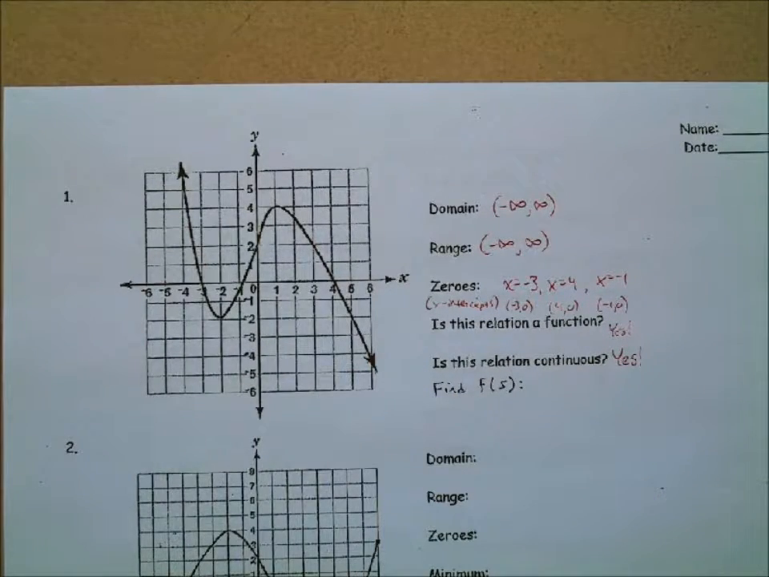Okay, Carson, for f of 5, what is the value of this function at the x value 5? I don't know. Okay, so here's the x value 5, right there. What's the value of the function when x is 5? Here's our function, right? So here's x is 5. What's the value of the function when x is 5?